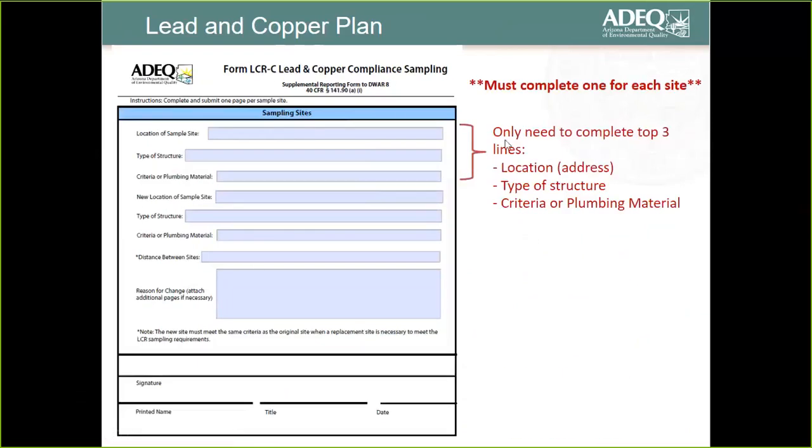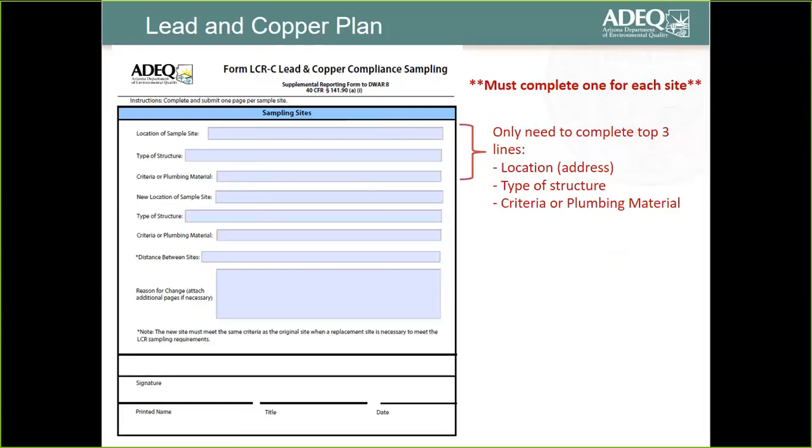is this one. So this goes over information on your sampling sites. So you need to submit a page for each of your sampling sites. You only need to complete the top 3 lines: location of the sampling site, so address of the site basically; the type of structure, is it a single family structure, is it a multi-family structure, is it a building, and so on; and the criteria or the plumbing material. So you can say it's a Tier 1 site, a Tier 2 site, Tier 3, or identify the plumbing material like copper pipes, PVC, galvanized, whatever it may be.